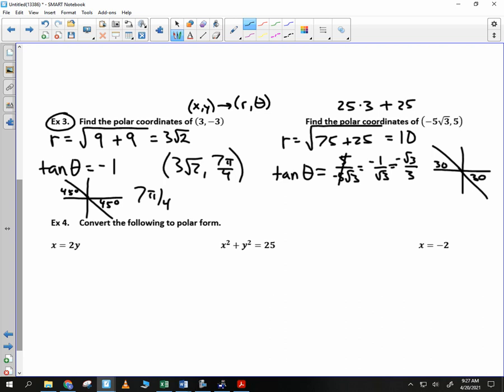Okay, so which quadrant am I working in? Second quadrant. Because if you were to graph (-5 roots of 3, 5), it would place you right over here. And so what is that angle then? 150 degrees. Turn it into radians. 5 pi over 6. So my coordinate is 10, comma, 5 pi over 6. These are the polar forms of those rectangular coordinates.